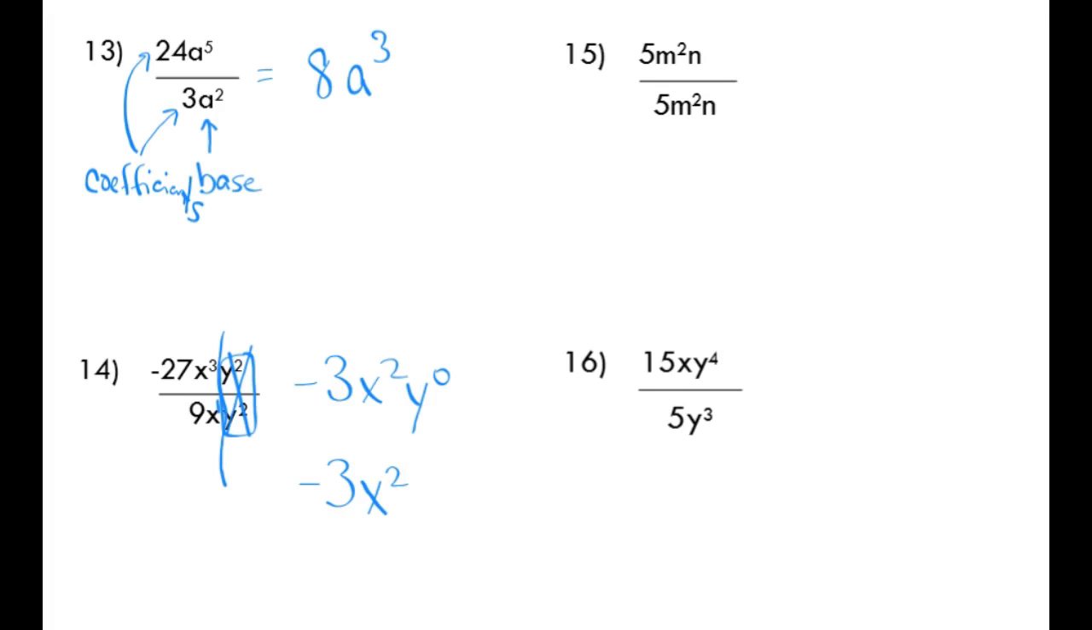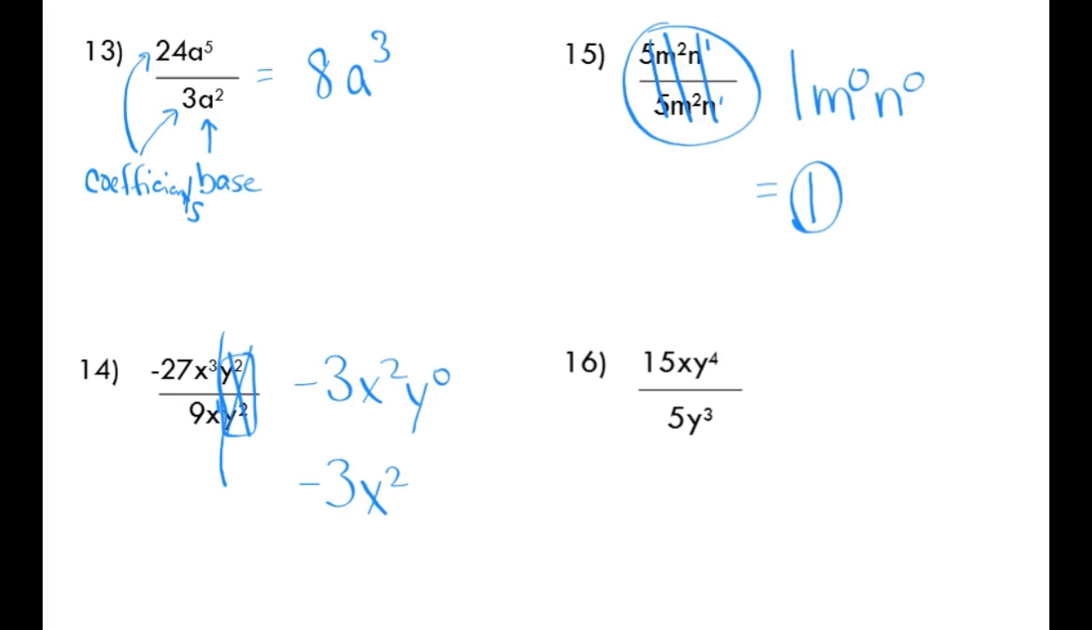And that's shown at a very extreme level on number 15. They're the exact same thing on the top and on the bottom. I could go through all the rules, like 5 divided by 5 is 1. M, keep the base, subtract the exponent, 0. Keep the base of n, subtract, 1 minus 1 is 0. That's a lot of writing for something that really just equals 1. Because these cancel, and the 5's cancel, but it all cancels to 1, not 0, 1.